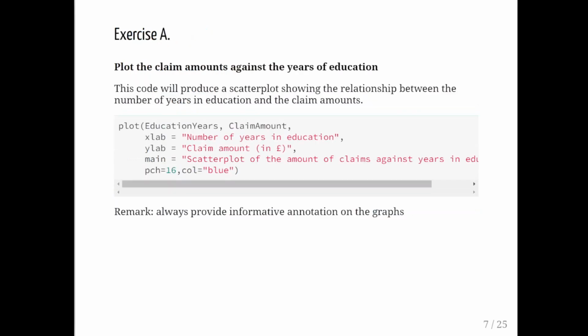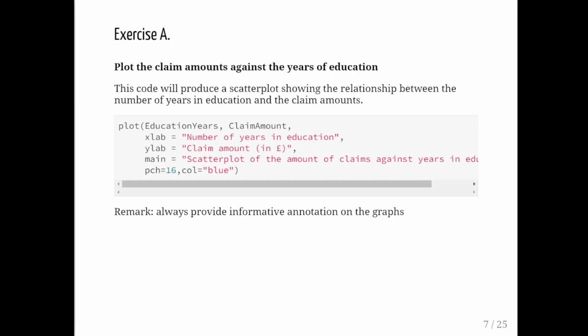Okay. So plot the claim amounts against the years of education. This will produce a scatter plot showing the relationship between the number of years in education and the claim amounts. It's always important to provide informative annotation on the graphs, which is to say a label on the x-axis, a label on the y-axis, and a title, main. So xlab, ylab, and main. Additionally, I'm going to create the plot characters as blue spheres or blue orbs. You'll see that now in a second.